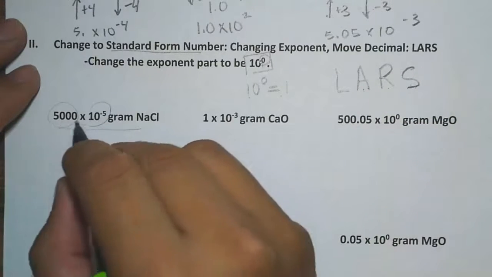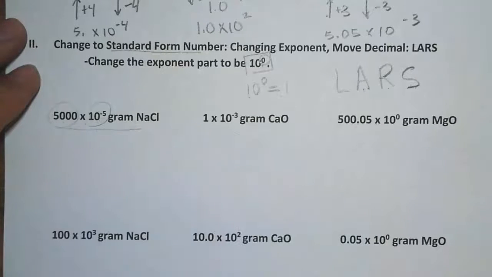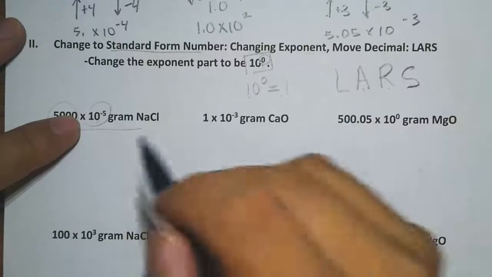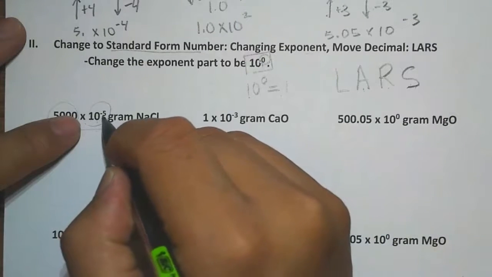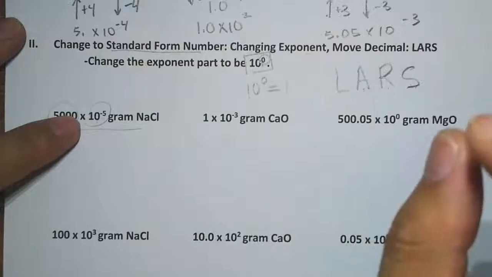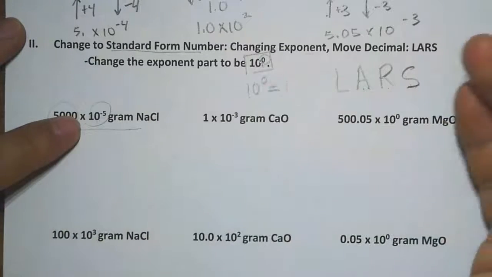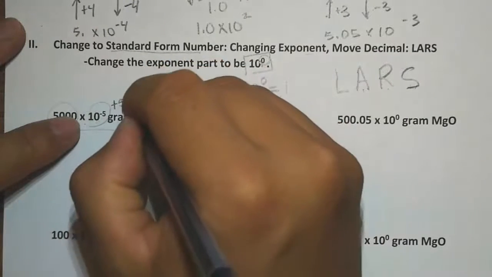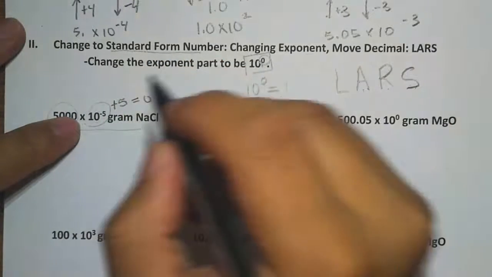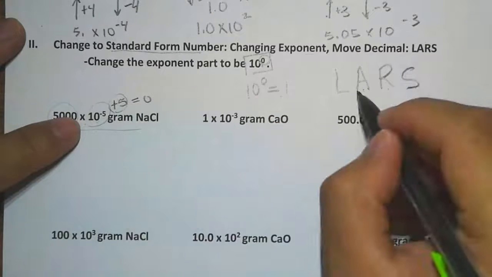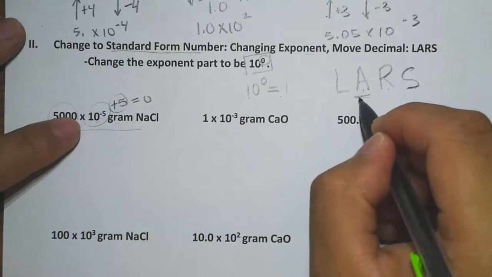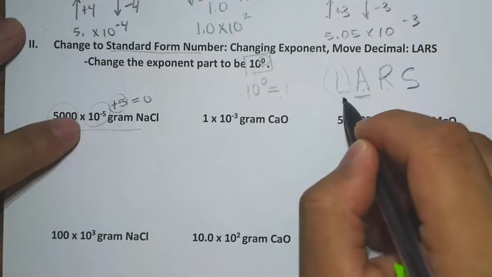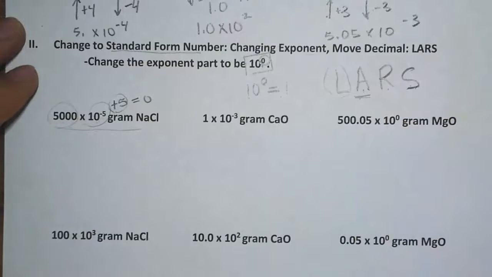Here I have 5,000 times 10 to the negative 5. We're changing the exponent first, and then we're going to move the decimal. In this case, how would negative 5 become 0? We are going to add 5 to it, because negative 5 plus 5 equals 0. Now, the addition part is the A in LARGE, right? So when we add, what happens to the direction of the decimal? It goes to the left. So that's what we're going to do.